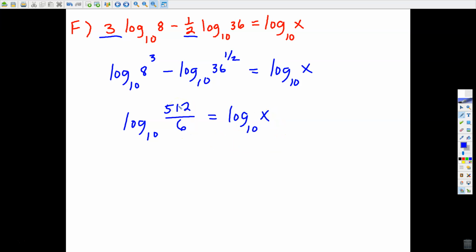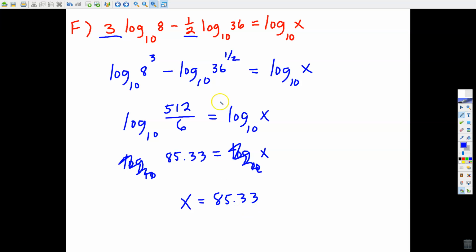All right, let's go ahead and simplify this. So in our calculator, 512 divided by 6 is 85.3333. I'll just say 85.33. And now we can simply apply that log property of equality. So these would just cancel each other out. And so my answer is 85.33. Just going to do a visual and make sure that that doesn't create, obviously it's not going to create, log of a negative number.